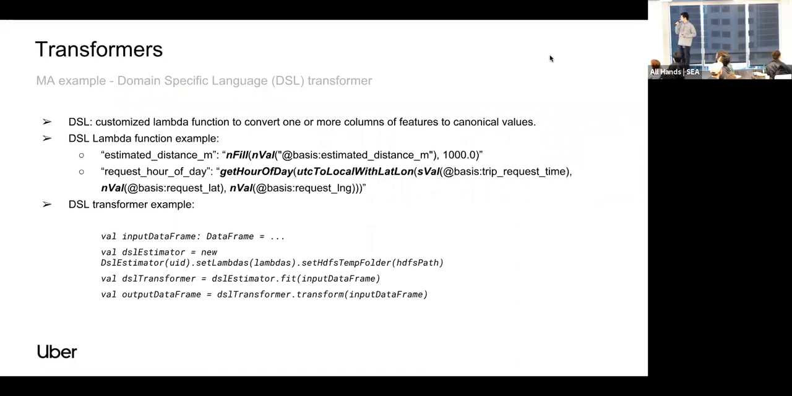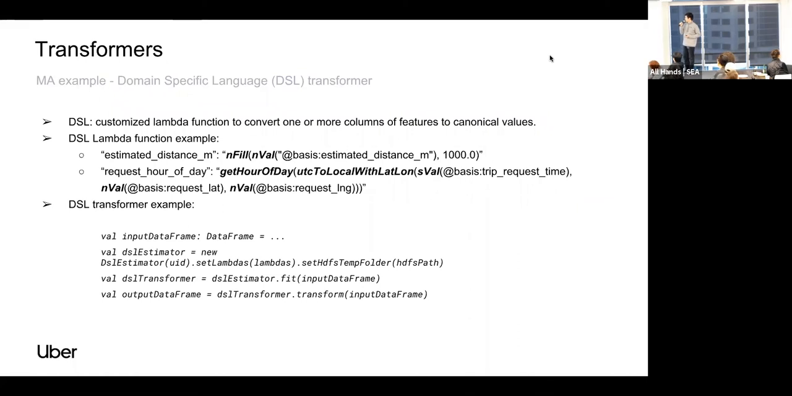The second example is more complex. You can see it's just the trip request time, where we first cast it to a string value, which is called S value. And then, because the timestamp is usually a UTC time, we need to convert it to local time. So we apply the UTC to local time lambda function. And then we apply the get hour of day function to just cut it to the hour of the day and use it as a feature value, right?